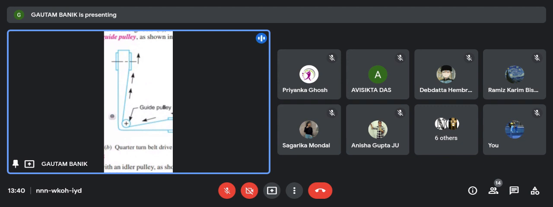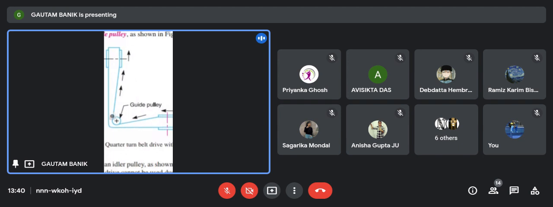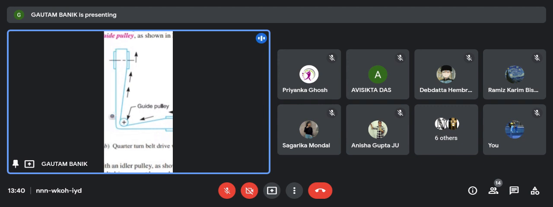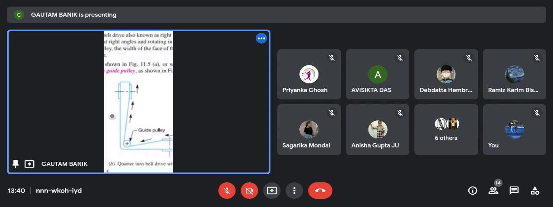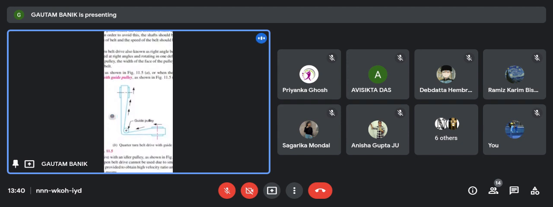This is an idler. It is not transferring the power, but it is guiding the belt only. That is the attachment. This is the horizontal shaft, and this is the vertical shaft.